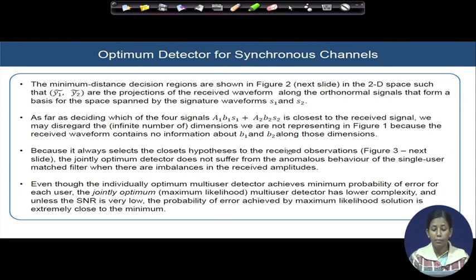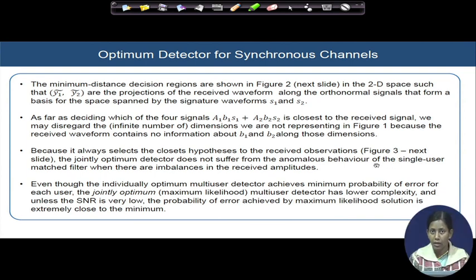So, the jointly optimum detector does not suffer from any anomalous behavior of the single user matched filter based architecture. There is a balance if you take the decision based on the single user matched filter output. The anomaly in the behavior that we would suffer is avoided because the decision is made jointly over the 2 different users. So, there is a balance incorporated in the whole decision process, and that is why the anomalous behavior can be avoided completely.